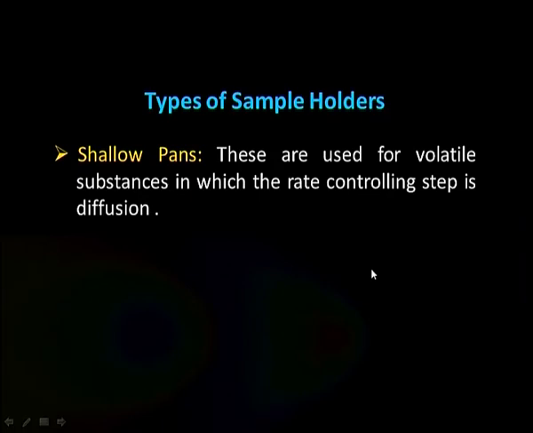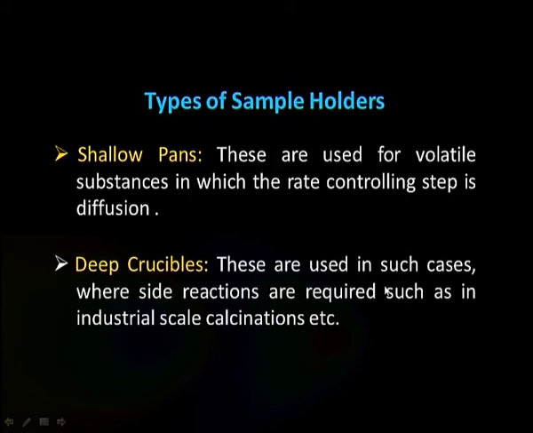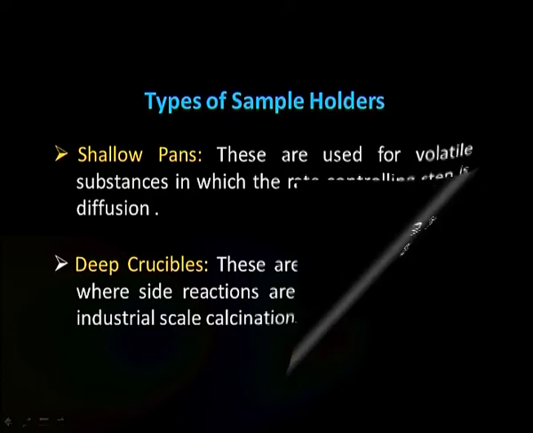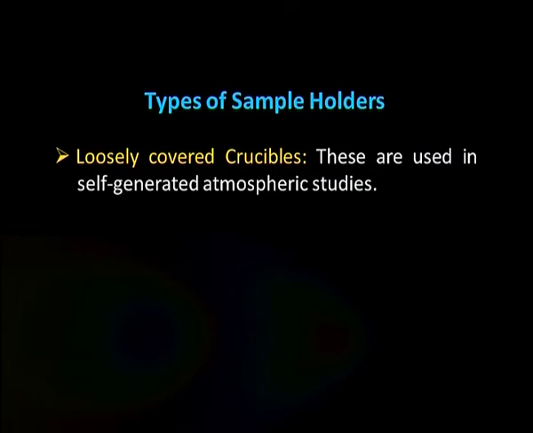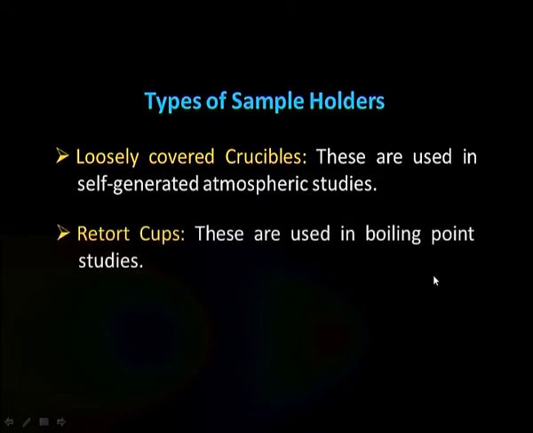Shallow pans are used for volatile substances in which the rate controlling step is diffusion. Sometimes we use deep crucibles, which are used in such cases where side reactions are required, such as in industrial scale calcinations, etc. Loosely covered crucibles are used in self-generated atmospheric studies. Sometimes we require retort cups, which are used in boiling point studies.